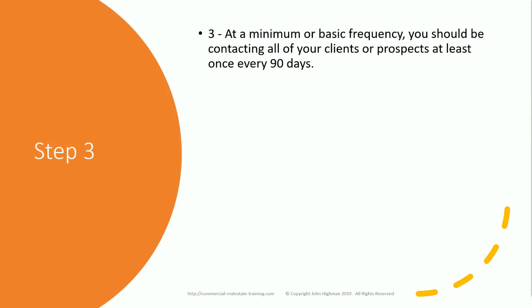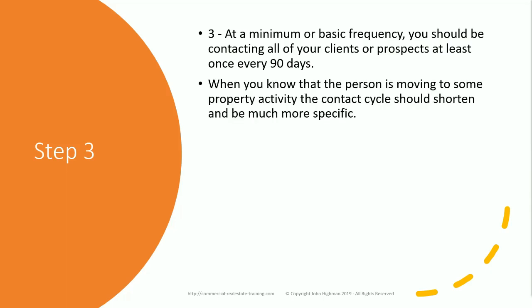Number 3. At a minimum or basic frequency, you should be contacting all of your clients or prospects at least once every 90 days. That requires some sort of database or spreadsheet to keep you organized. When you know that the person is moving to some sort of property activity potentially, the contact cycle should shorten and be much more specific. That's where your spreadsheet or database becomes the leverage to keep the conversation going.